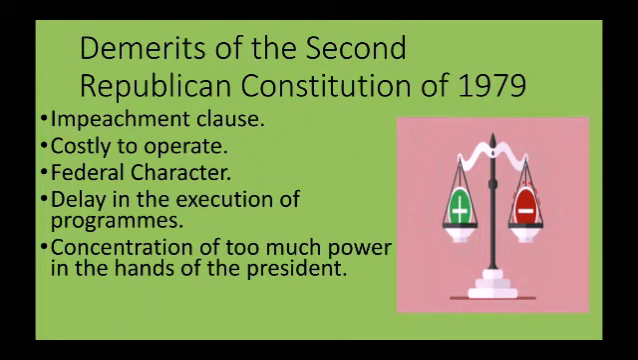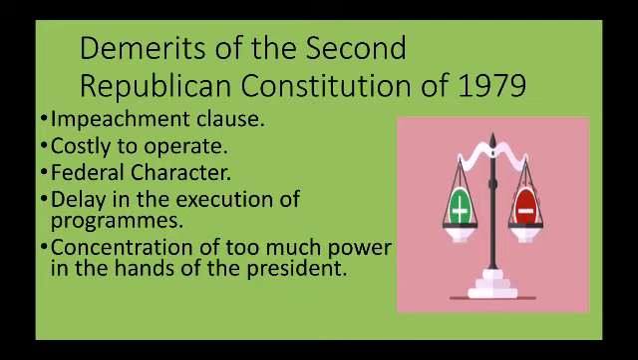Again, there was concentration of too much power in the hands of the president. The president being the head of state as well as the head of government means that he performs both ceremonial and executive functions. So he was very powerful, unlike the president of 1963 that performed only ceremonial functions. This president, as provided by the 1979 Constitution as a presidential system, carries out both the functions of head of state and head of government. So the president was very powerful after all.